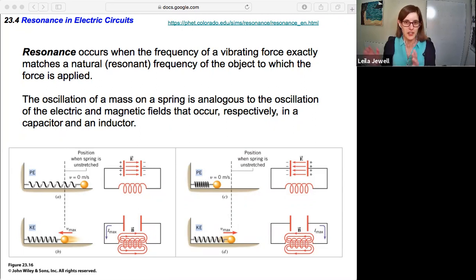Let's take a look. With a spring, if you have a driving force that exactly matches the natural frequency of the spring, you get this huge amplitude, much larger than you would other times. So we can imagine first stretching the spring, and when the spring is stretched, that's similar to the capacitor being fully charged. As the capacitor is fully charged, there's no current flowing at that instant, right? It charges up, whoop, and it stops everything. That's when the electric field is at its maximum.